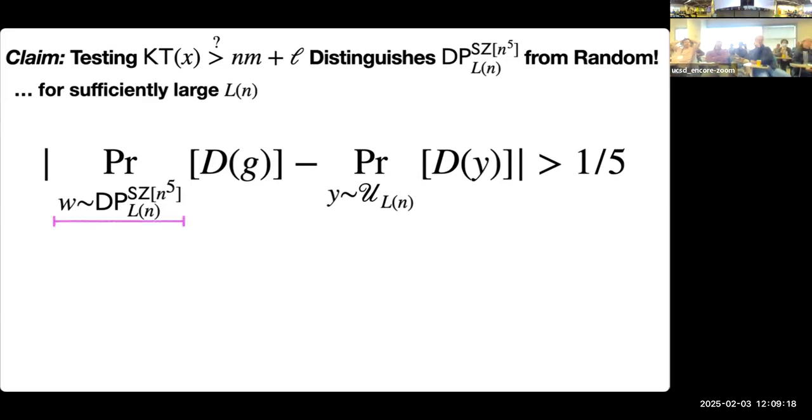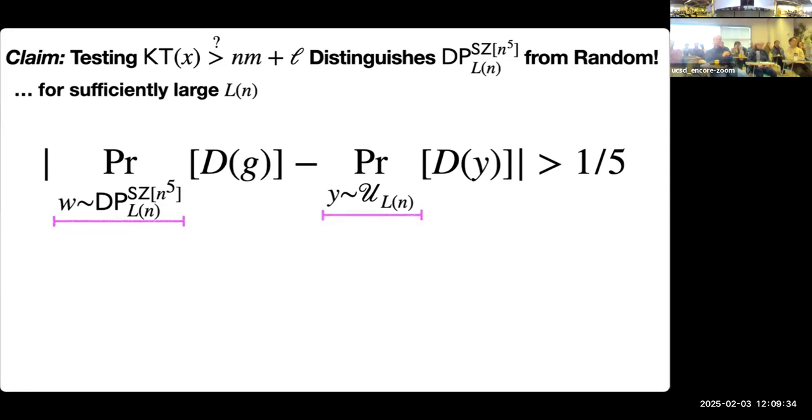This, by our argument on the last slide, is always going to be zero. It's always going to say no, right? Because it's never going to be higher than this. We just exhibited a machine that witnesses it's always smaller.